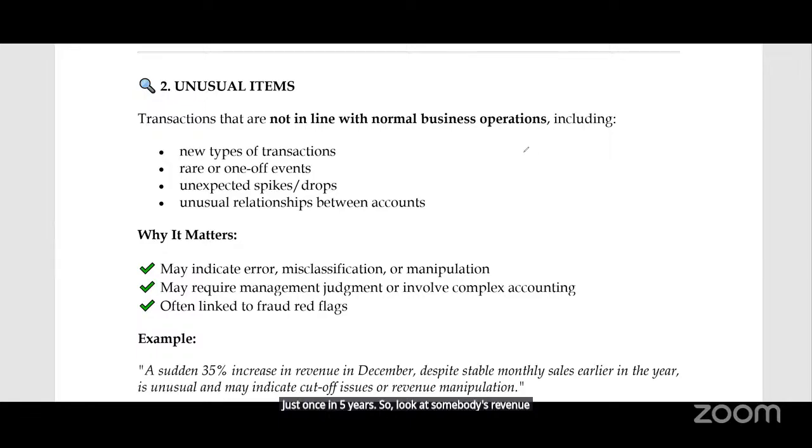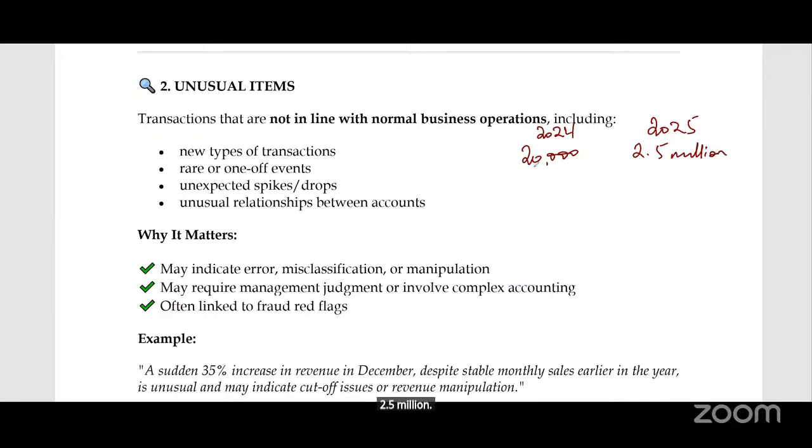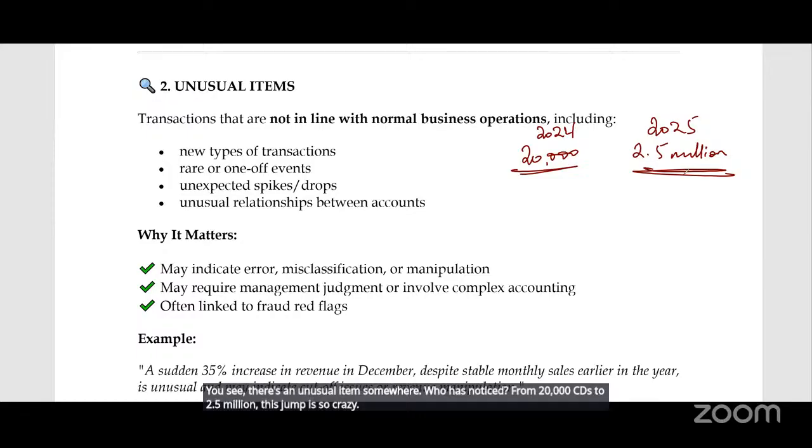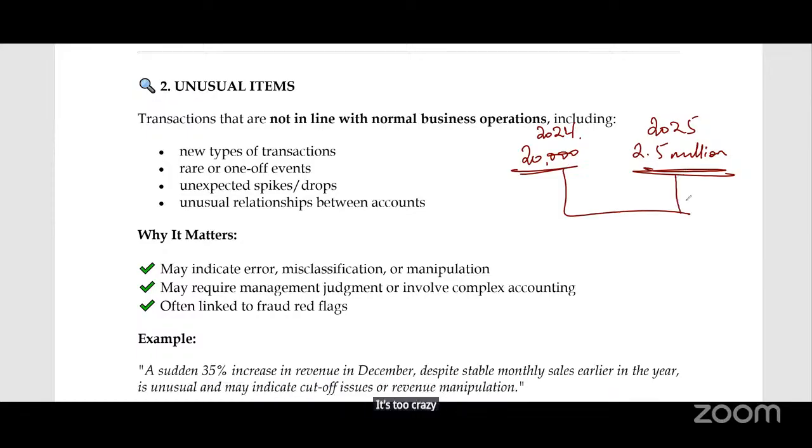Okay, look at this. His revenue was 20,000 in 2024. Now you check the 2025 account and revenue is 2.5 million. What is happening? Does this tally? You see, there's an unusual item somewhere. Who has noticed? From 20,000 to 2.5 million. This jump is crazy. So between this and this, something has happened.